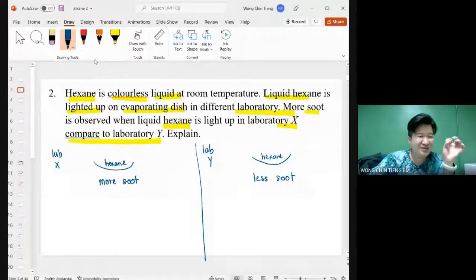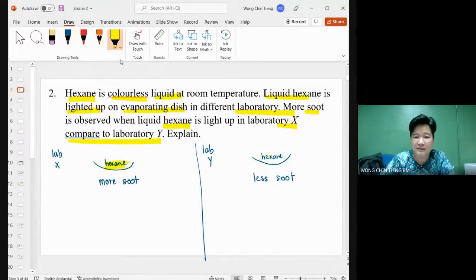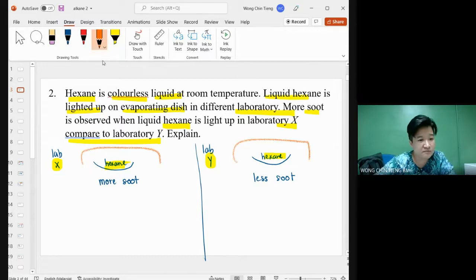Jawapan saya. So, over here, when you have the same thing, exact same thing that burn in 2 different labs, and then they give you different observation. Obviously, what caused the changes is the surrounding. Betul? It's never about the hexane. Why? Because hexane is the same. I only put into different room. So the observation is definitely affected by the surrounding. Okay? And we are talking about burning. We are talking about combustion.